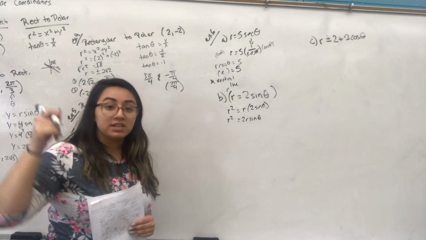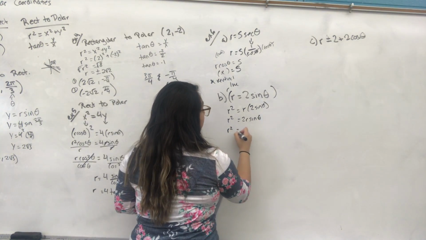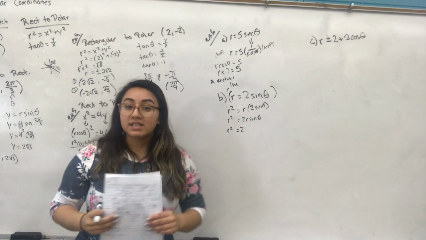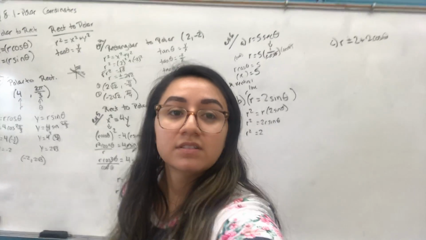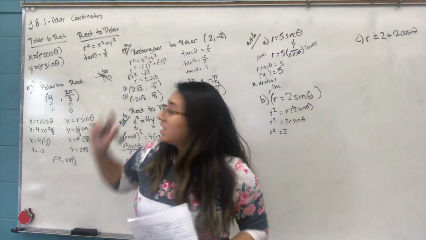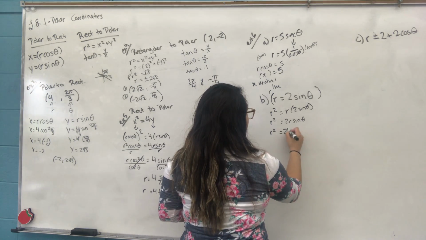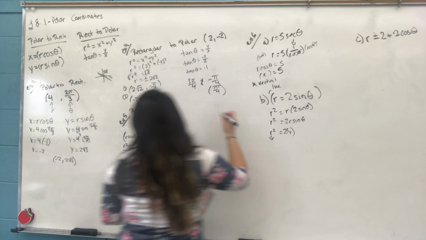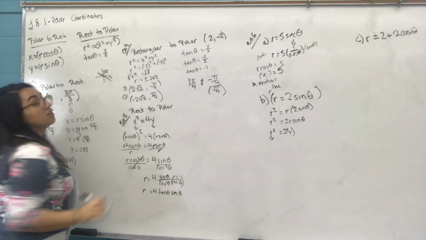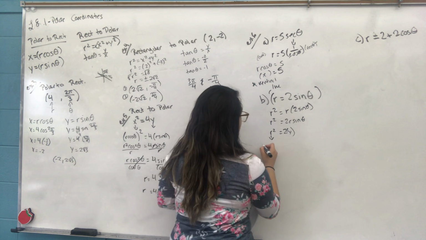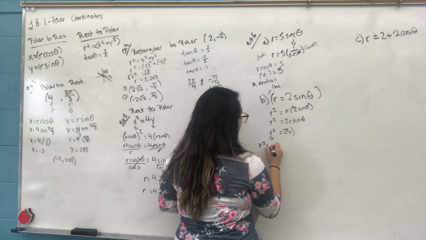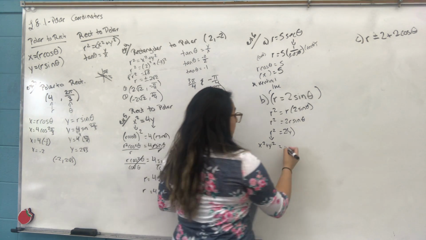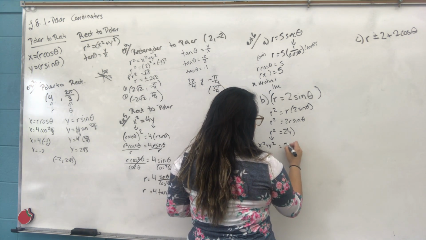When you multiply that out, we have r squared is equal to 2r sine theta. And now that looks like one of the identities there. 2r sine theta is equal to y. Now, we look at what r squared is. R squared is equal to x squared plus y squared. So we're substituting r squared. But remember, it has to be r squared in order for you to substitute. And now we have x squared plus y squared is equal to 2y.